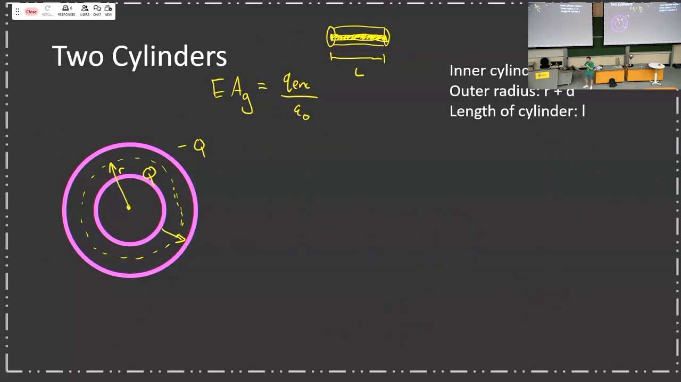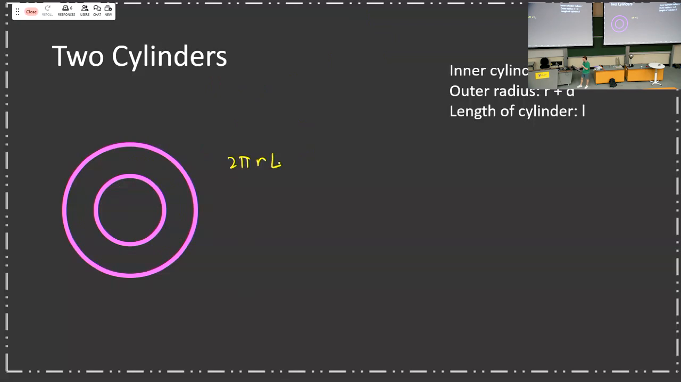Anyway, the area of the Gaussian surface, we only care about the rectangle part, right? The part that wraps around the inner cylinder, because that's the part that the electric field is going through. And of course, we assume that it's perfectly perpendicular and that the electric field is constant to it at all times. Again, we assume we did a good job in picking our Gaussian surface. And so the area of that cylinder is 2 pi RL.